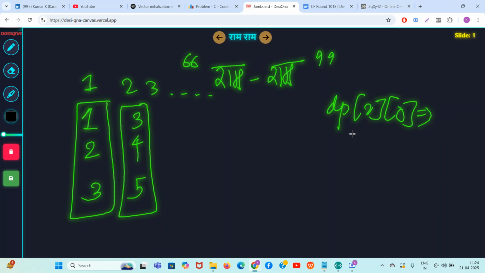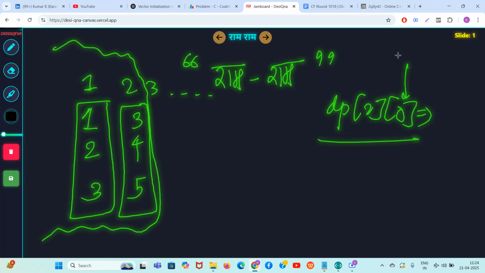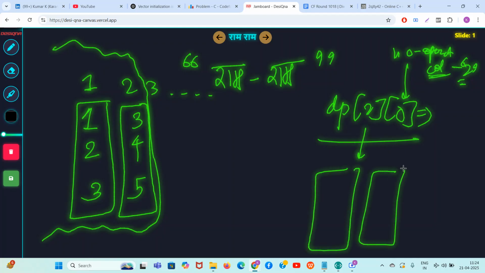dp20 means best way to solve these two columns. Best way to make sure that the two columns are solved and there are no horizontal bonds in the two columns. Best way to solve the first two columns such that there are no horizontal bonds and no operation is done on column 2. This 0 means no operation should be done on column 2. So guys, you are forced to do no operation on column 2. So what is one possibility? One possibility is that you don't do any operation on the first column also, and you don't do any operation on the second column also.